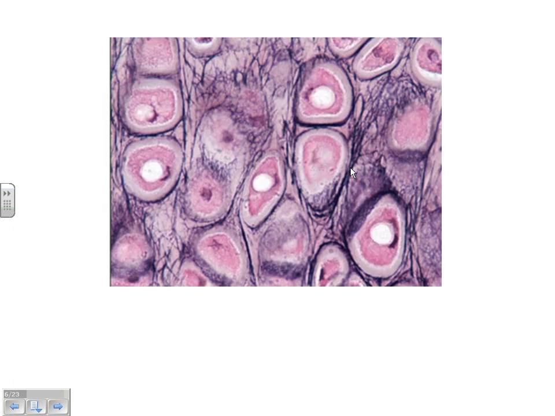What is this? Good, elastic. Cartilage. How does she know elastic right away? The little black squiggly fibers are elastic. How did you know cartilage? Eyeballs. What are the eyeballs actually called? Chondrocytes sitting in lacunae. Very good.